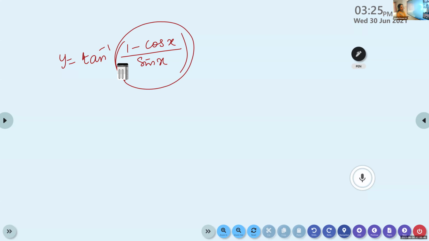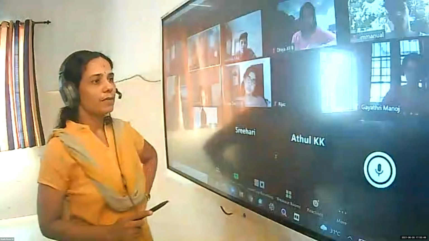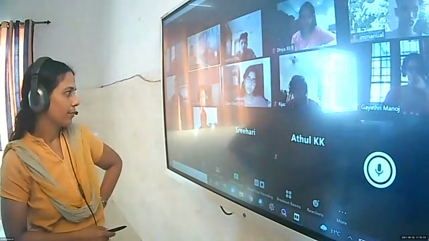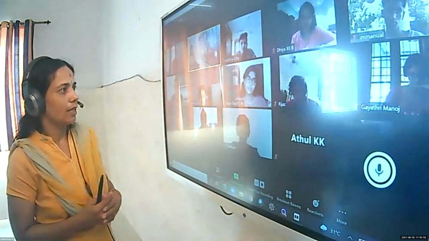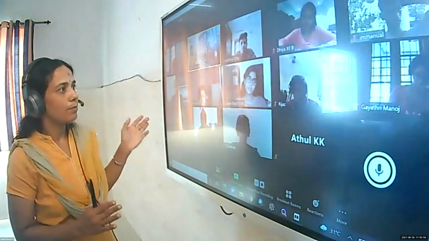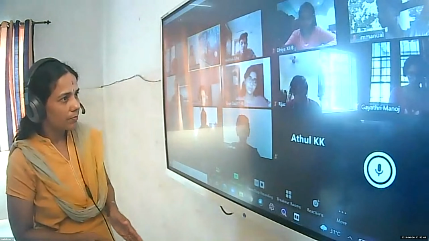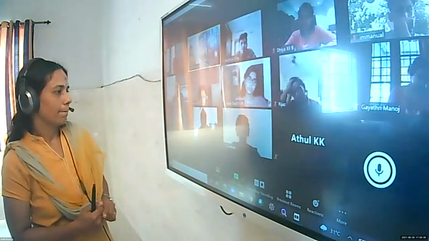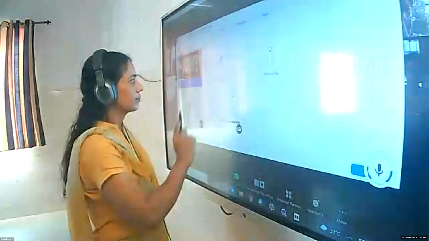Okay, this is what we learned in inverse trigonometry, in simplified form. There itself I told you to mark it as important. The same type you will be learning in integration. In differentiation also you will be learning. So how to do this?